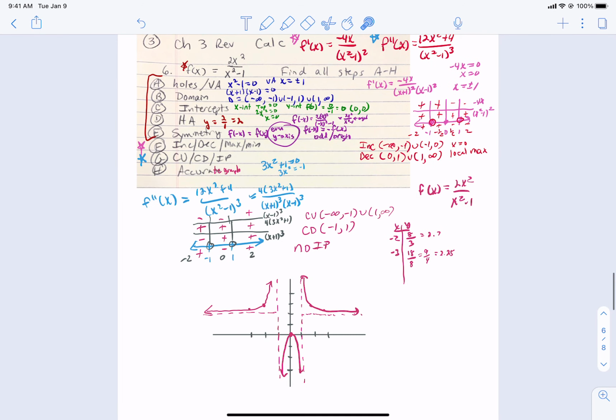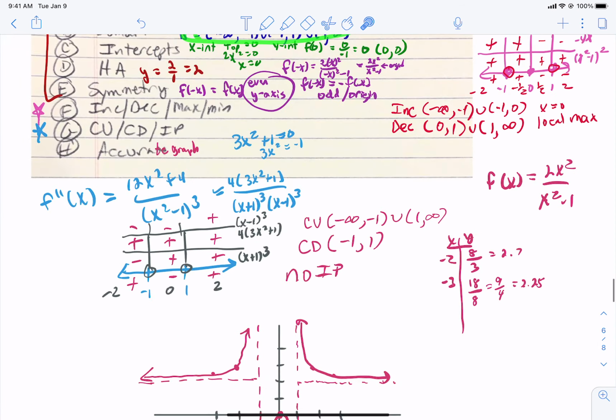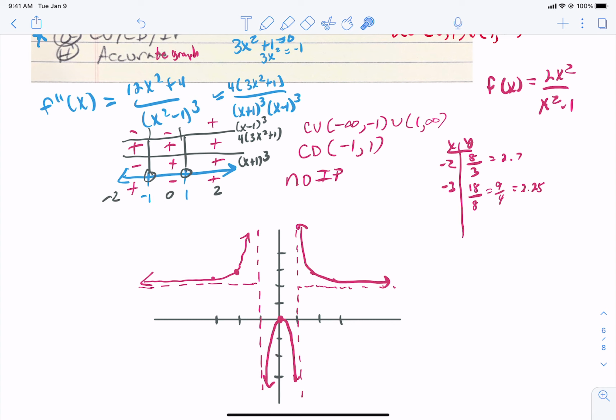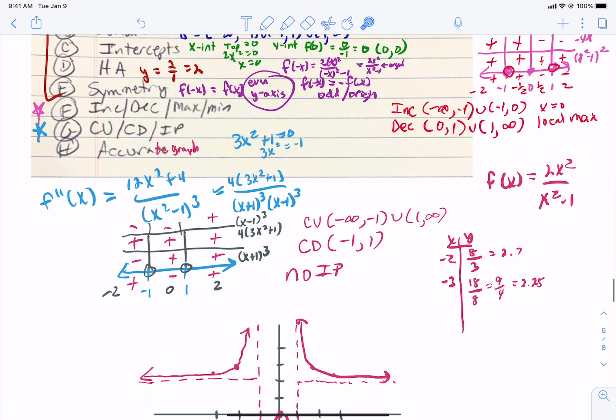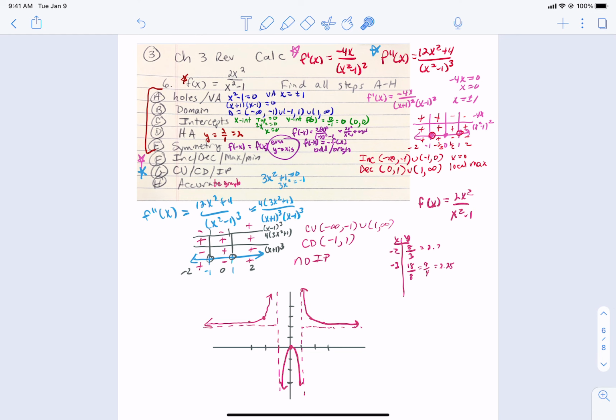Remember, our domain, right off the bat, had 3 pieces. If your graph does not have 3 nice curved pieces that are just separated by asymptotes, you've done something incorrect. Okay, so that is number 3. So hopefully that is helping get all of this stuff in your brain. At least we can help, right?